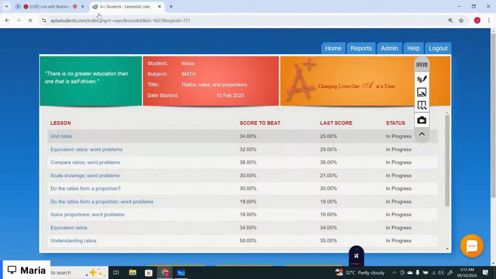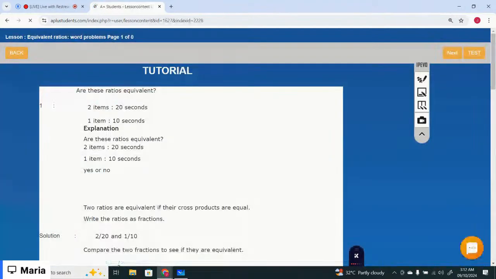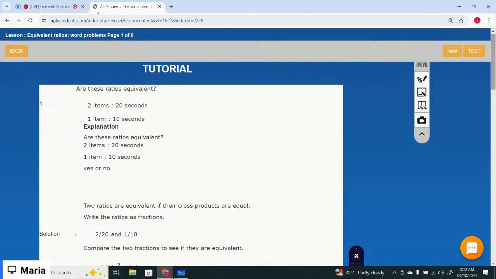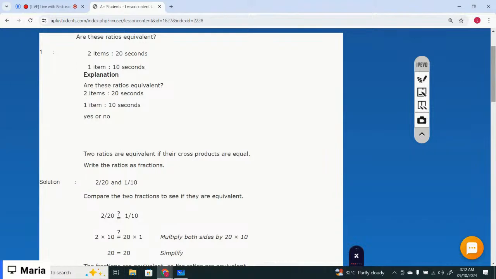The next lesson is equivalent ratios word problems. Okay, are these ratios equivalent? Two items equal 20 seconds, and one item equals 10 seconds. So just make a ratio. 2 to 20 equals 1 to 10, right?